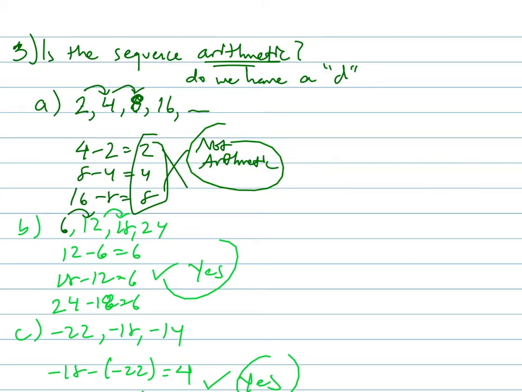Okay, part B: 6, 12, 18, 24. Again, you could just check what you're adding each time, but I'm going to show you, go backwards to subtract. 12 minus 6 is 6, 18 minus 12 is 6, 24 minus 18 is 6. So 6, 6, 6, we do have a common difference, so the answer is yes. This is arithmetic.